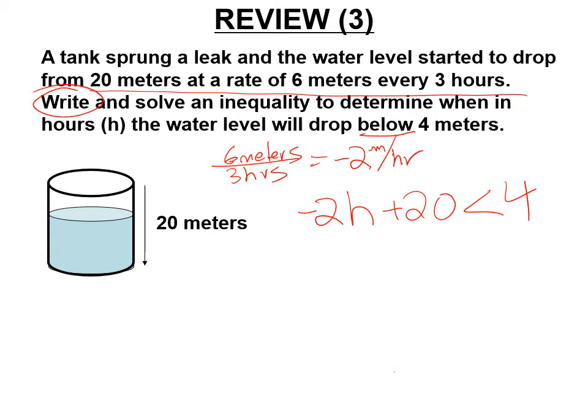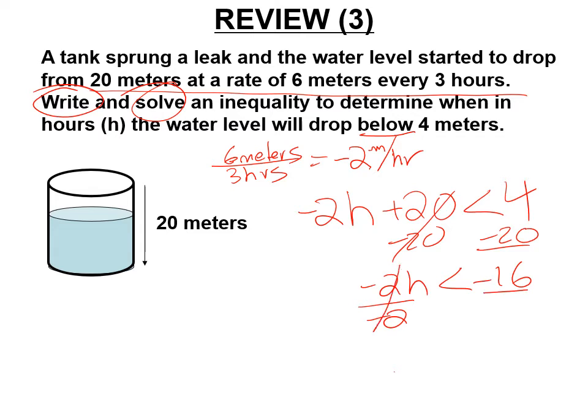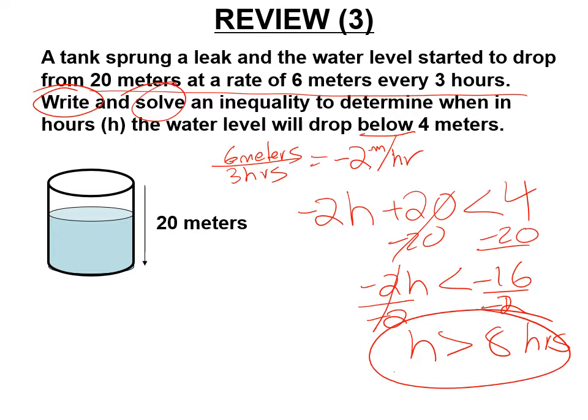And so we just wrote it. It says right. Now we're going to solve it. So we're going to subtract 20 from both sides. -2h is less than -16. Notice they're both negative here. So when we divide both sides by -2, we flip the symbol. Right? How long is it going to take the water to drop below 4 meters? To get below 4 meters, it's going to take more than 8 hours. H is greater than 8.